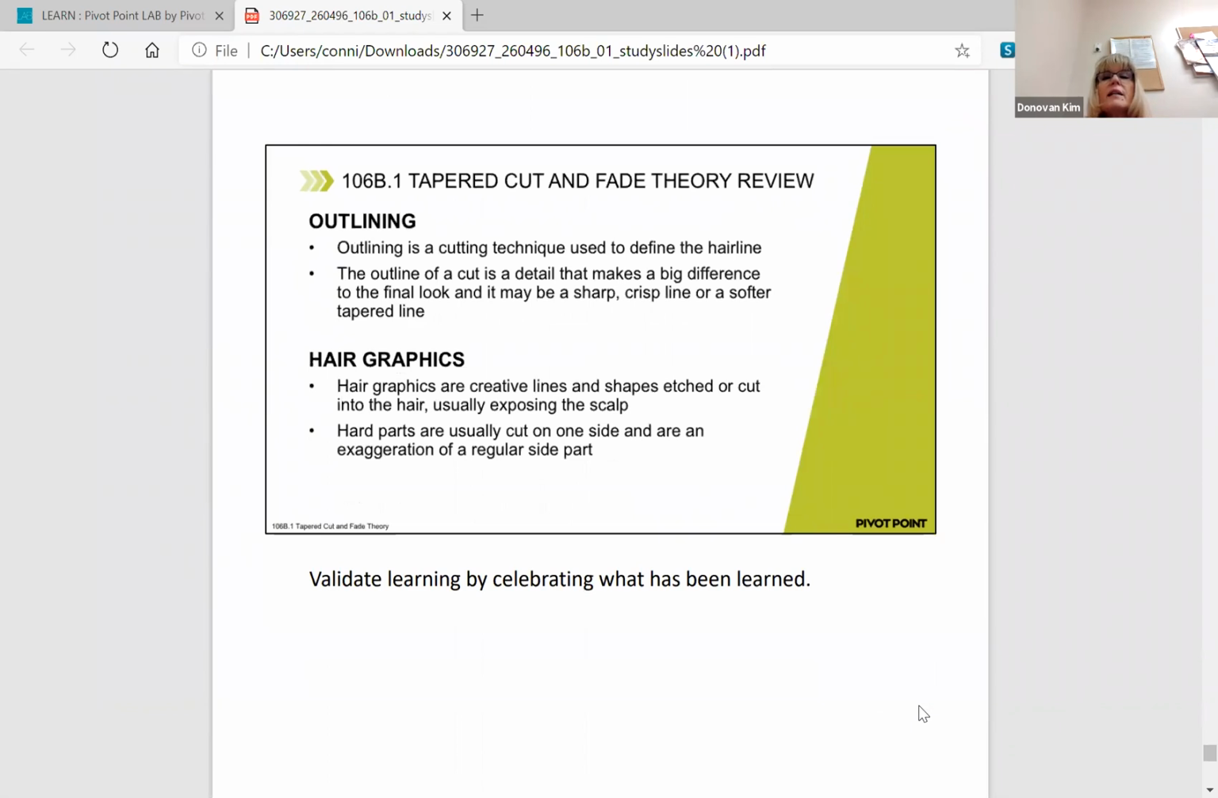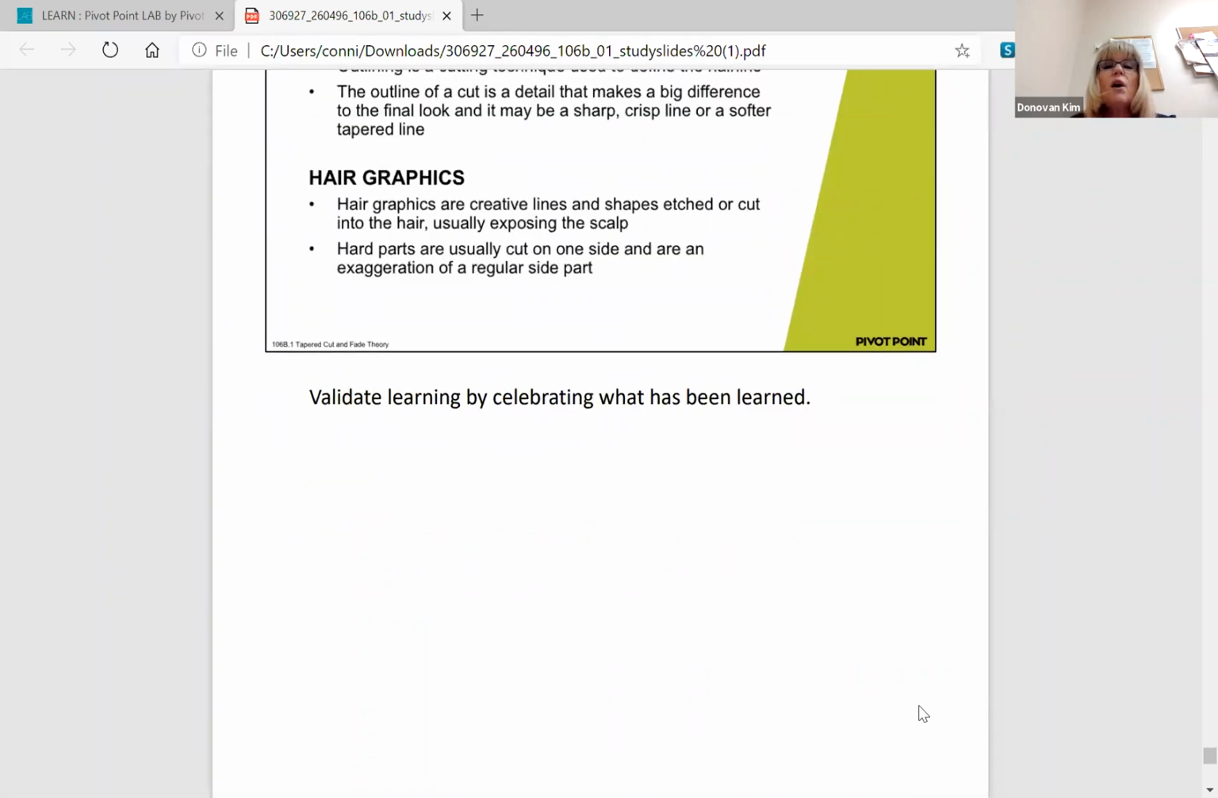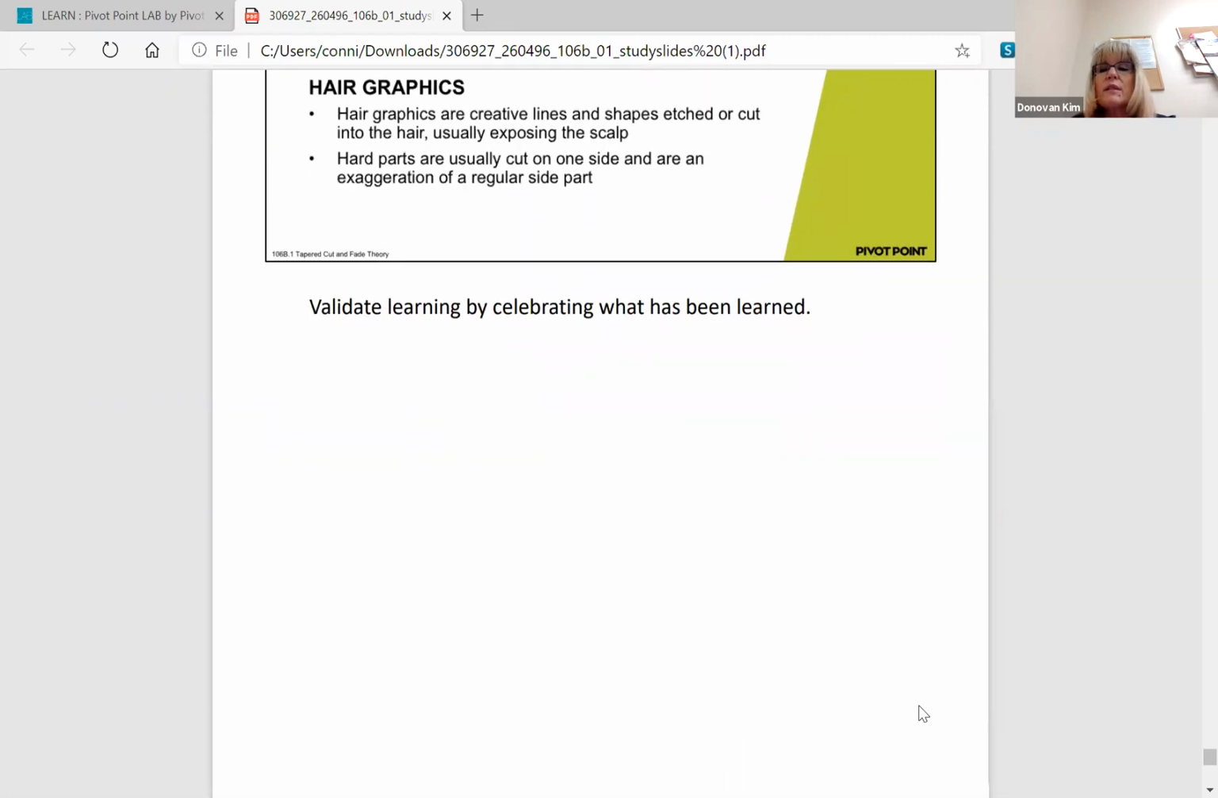Outlining is a cutting technique used to define the hairline. The outline of a cut is detail that makes a big difference to the final look and may be a sharp, crisp line or a softer, tapered line. Hair graphics are creative lines and shapes etched or cut into the hair, usually exposing the scalp. Hard parts are usually cut on one side and are an exaggeration of a regular side part.